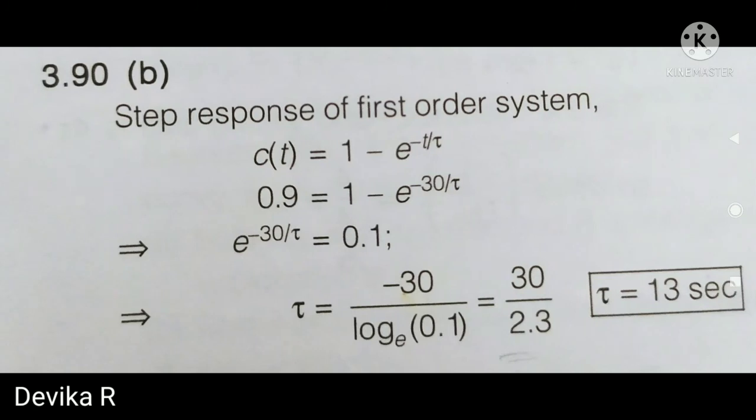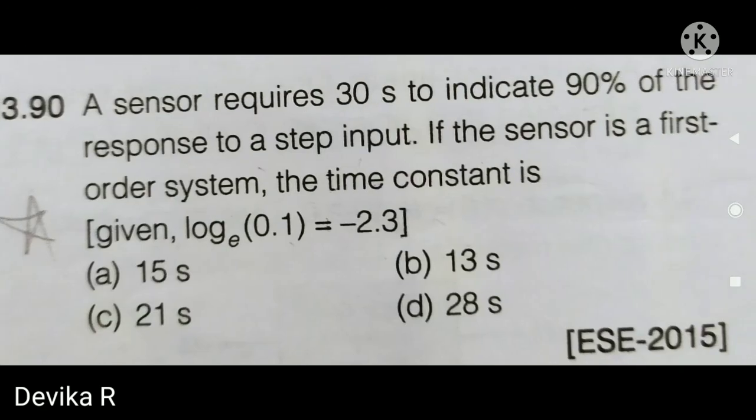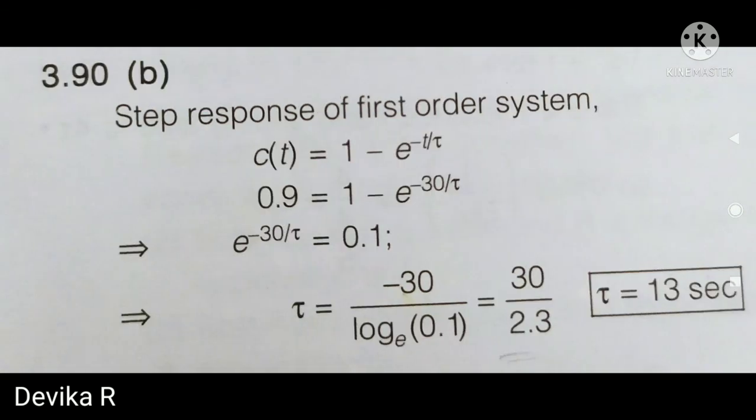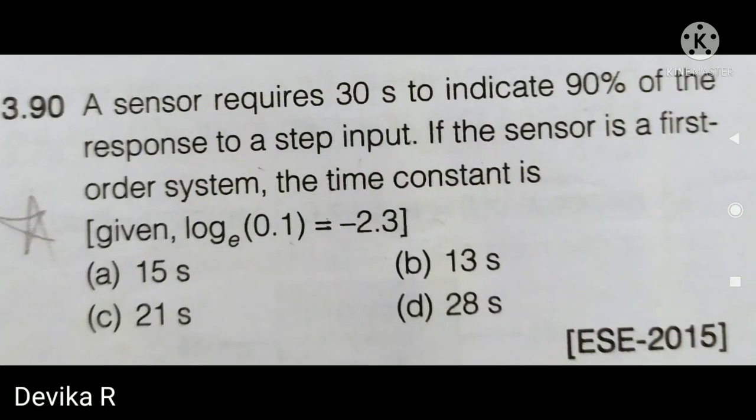How will you simplify? Take one to this side, so 0.1 is the answer. To cut out e, you have to take log on each side. So log of 0.1 equal to minus 30 by tau. From this equation we can find the tau. On the left side e will be cut out, and log 0.1 will be there, which is already given. By this we can find the answer. Tau equal to 13 seconds is the answer. It is a little bit different from other questions, so I took this question. So the answer is 13 seconds, option B.